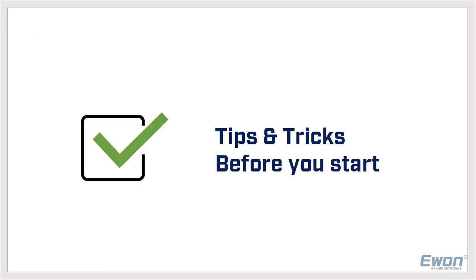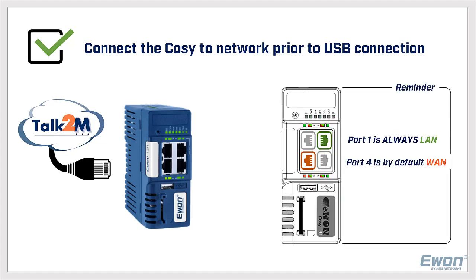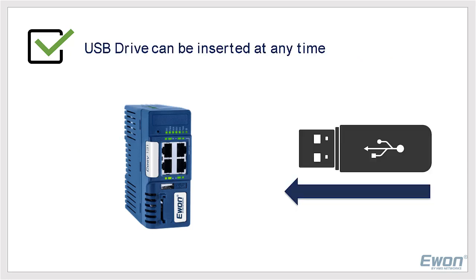Before inserting the USB drive, be certain that the Ethernet cable from your network is connected to one of the WAN or Internet ports on your Cozy. WAN ports can be identified by a red LED. The USB drive can be inserted at any time, even with the Cozy already powered up.